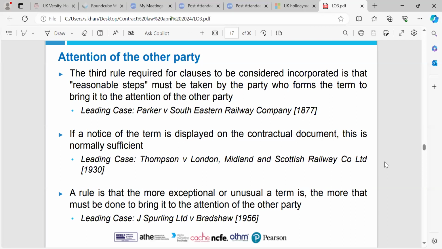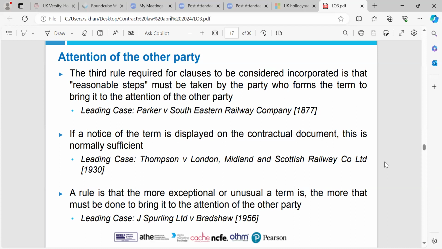the party to a different document, which has the terms in. Thomson and London, Midland and Scottish Railway highlights that the ticket stated "subject to the conditions set out in the timetables." Although the actual contractual document did not have these conditions in, the reference was enough to objectively incorporate them.